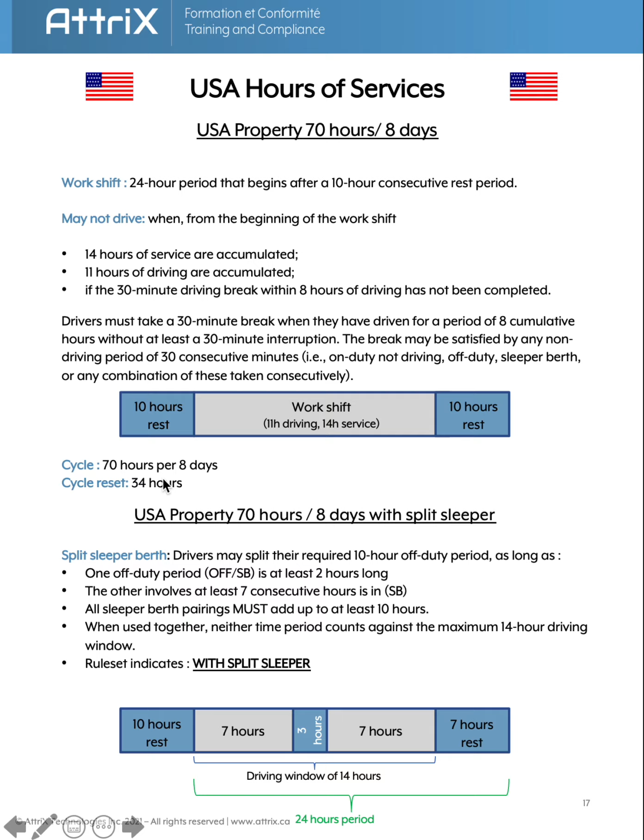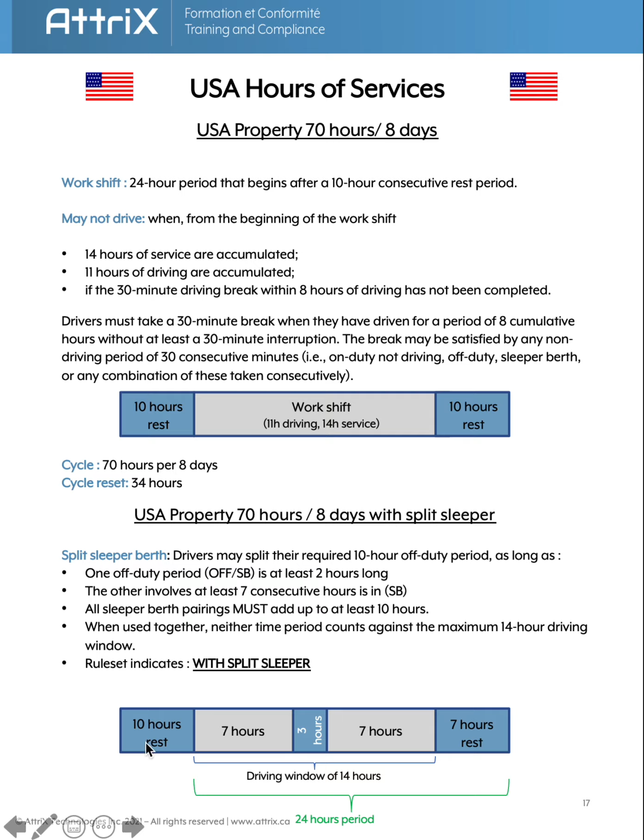Since September 2020, the US actually has a new rule set, called 70 hours with split sleeper. This gives you the ability to split your 10 hours into 2 periods. It is allowed to take 7 hours of sleep and a 3-hour off-duty or sleeper period. It also gives you access to do 2 hours of off-duty and 8 hours of sleep, or you could do 2.5 and 8.5.